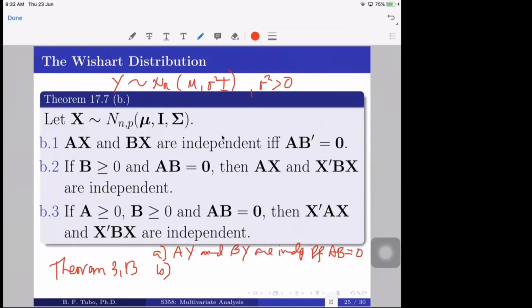And then, actually this is similar to this, no? AB prime is 0. So actually they are the same, but this time you have an X which is multivariate in nature. Here, you have a Y which is univariate in nature. Then if AC is 0, then AY and Y prime CY are independent.